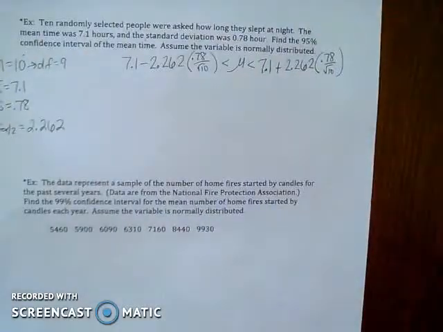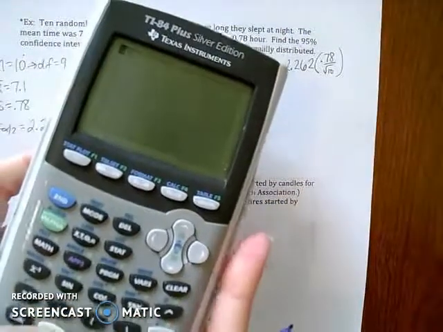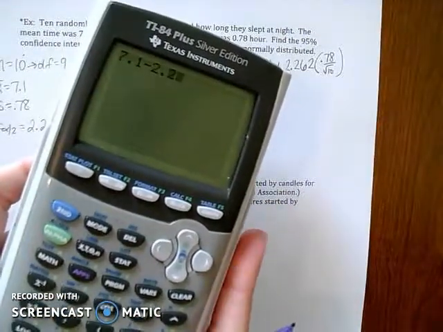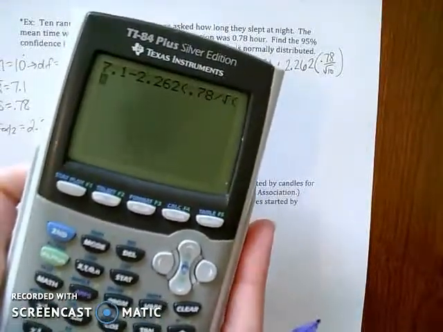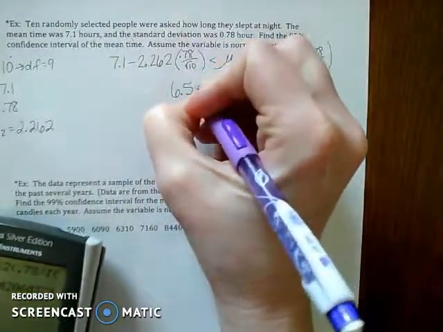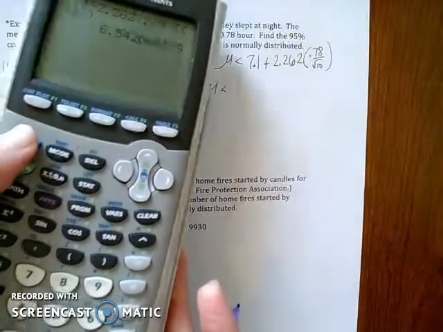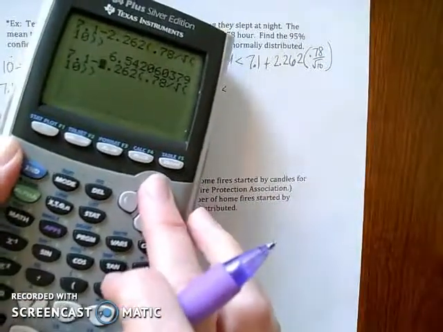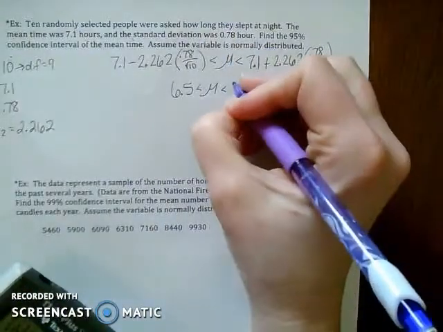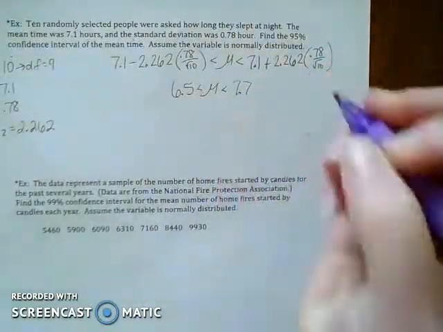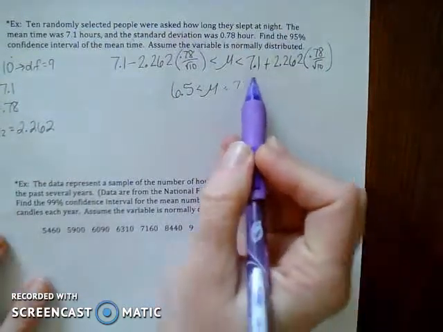Okay. Again, if you want to do plus minus instead, that's fine. I just want to have it all written out. Again, 7.1 minus 2.262 times 0.78 divided by the square root of 10. 6.5 is less than mu, which is less than, again, second enter. Go back and change that minus sign to a plus sign. 7.7. Okay, so here's the first part of your answer.